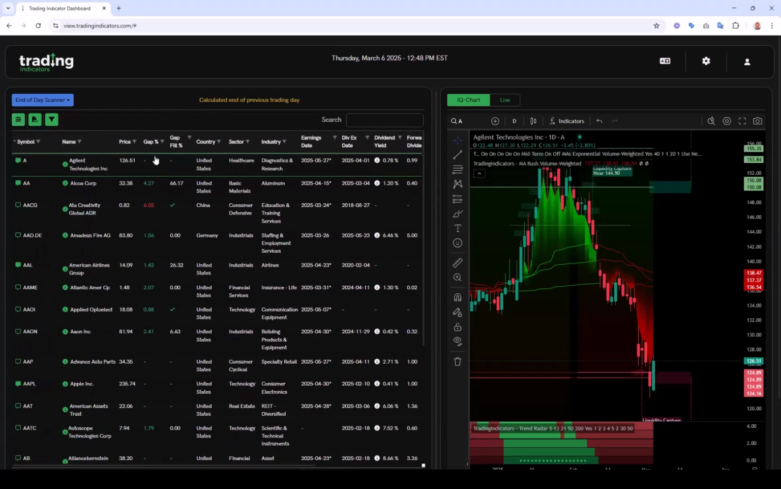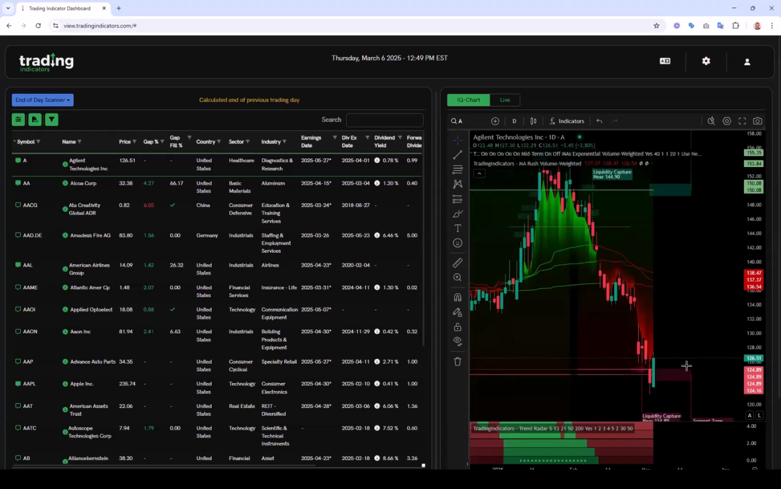This one here, gap percent. So probably we've all heard about gaps before. What are gaps? Well, a gap happens overnight, and it's the difference between the close price of the prior day and the open price of the current day. And oftentimes, if price jumps up, and if it's big enough, it will qualify as a gap. If it's too small, like in case of Agilent here, then it is not big enough to qualify for a gap.